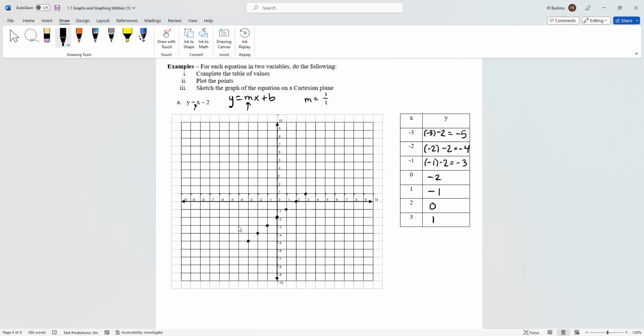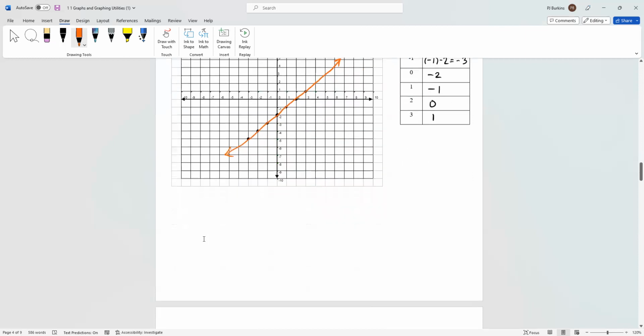So let's see if I can do a decent line here. Probably not. It's a little hard to do on the computer. Okay, not too bad. So that is the graph of the equation y equals x minus 2. So not too bad. You plug the numbers in, plot the ordered pairs, connect the dots. All right, let's continue and take a look at another type of function here.